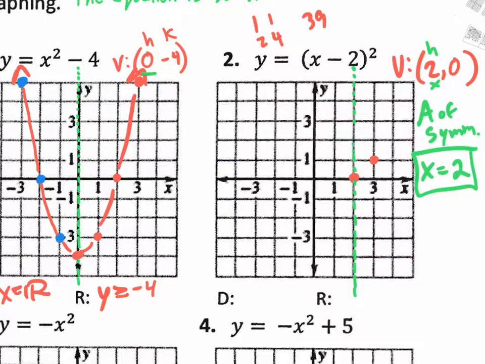Go back to the vertex and go 2 over and 4 up. 1, 2, 3, 4. Put a dot right there. And if you go back to the vertex and go 3 over, 1, 2, 3, and 9 up, you're going to be way off the graph. So you don't have to show that one. Okay? But we do need to reflect it over the axis of symmetry, and it's really easy. You get a dot right here and a dot right there.